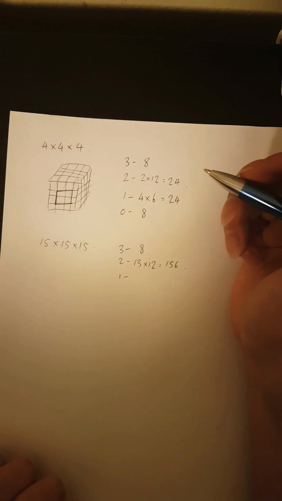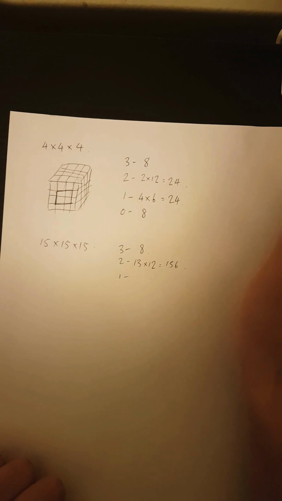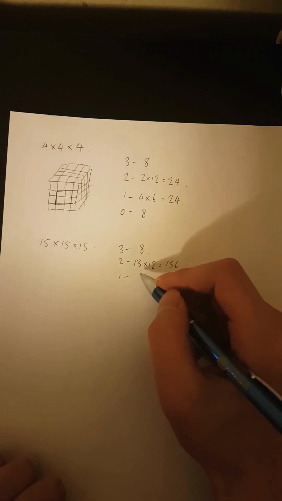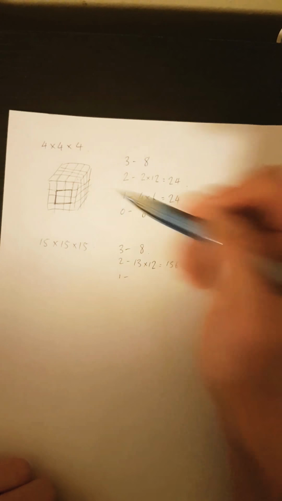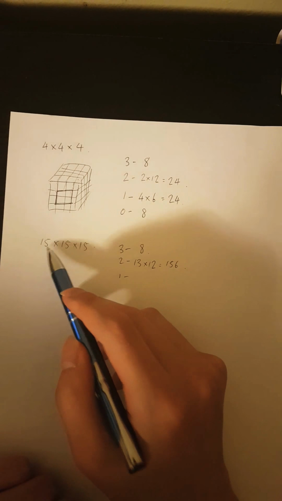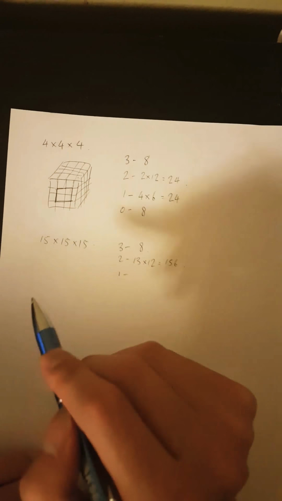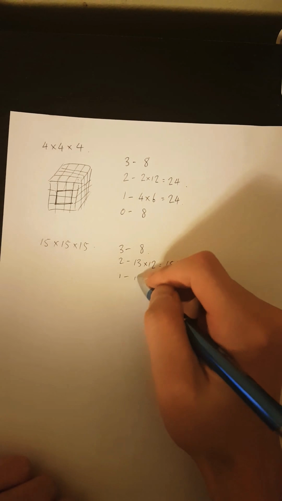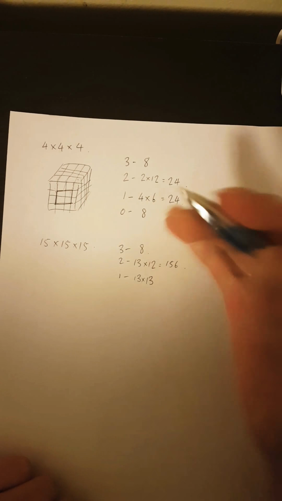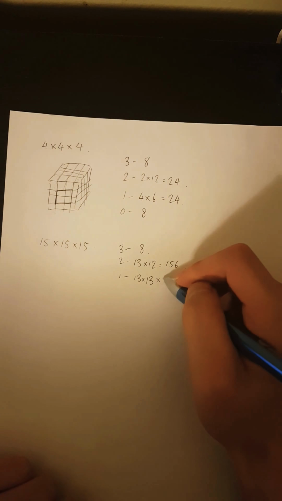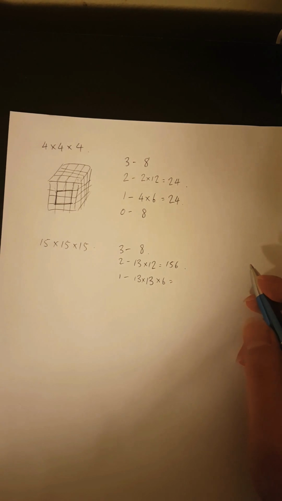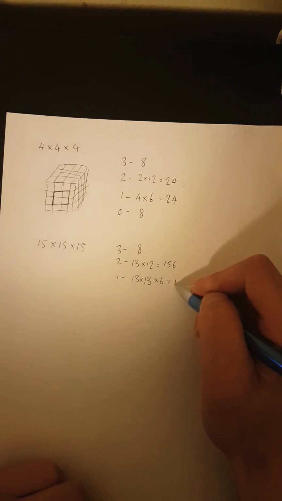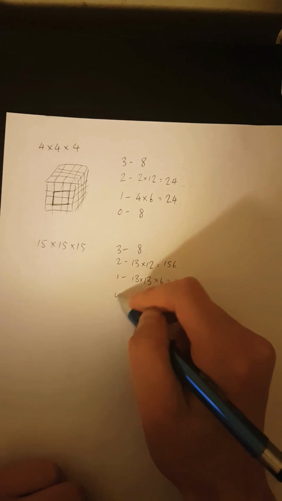How many cubes have one face that is colored? For this diagram, we're looking at the ones in the middle. For 15x15x15, it's going to be a 13x13 square per face. So how many faces are there? 6. So it's going to be 13 times 13 times 6, whatever this is. Let me quickly check with a calculator. 1,014.